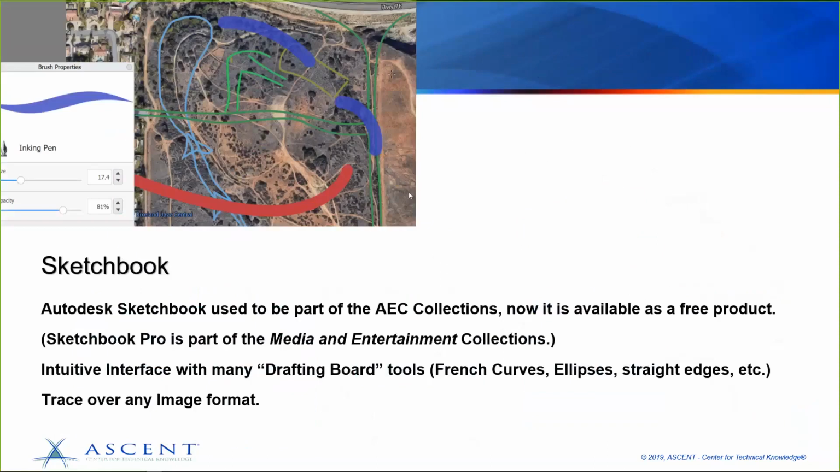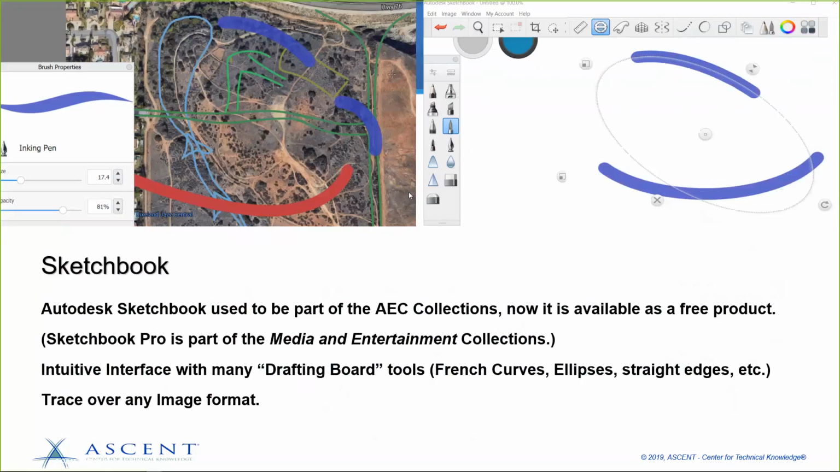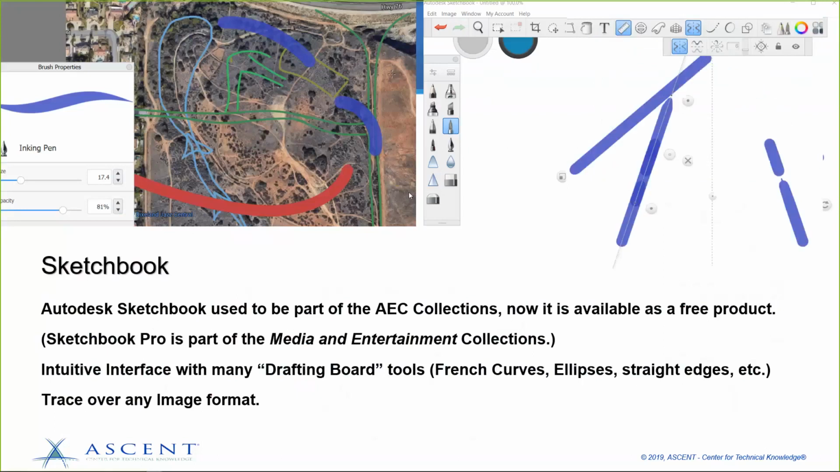So I started with Sketchbook, and Sketchbook used to be part of the AEC collections. Now it is an individual free download from the Autodesk website. Sketchbook Pro is available in the media and entertainment collections, but I just use the regular Sketchbook. It's got a nice intuitive interface like drafting board tools. For example, we can use a variety of French curves. We have ellipses. We can draw straight edges.